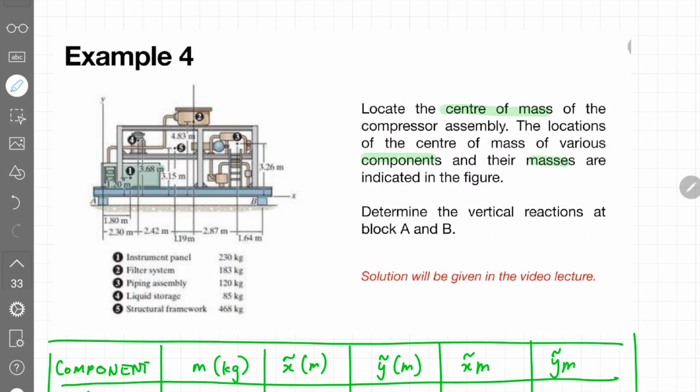If you look very carefully, the compressor assembly is made up of an instrument panel, a filter system, a piping assembly, the liquid storage and the structural framework. If you look at the diagram, even the centroid of each component is provided. In this question, you are also expected to find and calculate the vertical reaction at point A and point B. There's a base at point A and point B to support the compressor assembly.